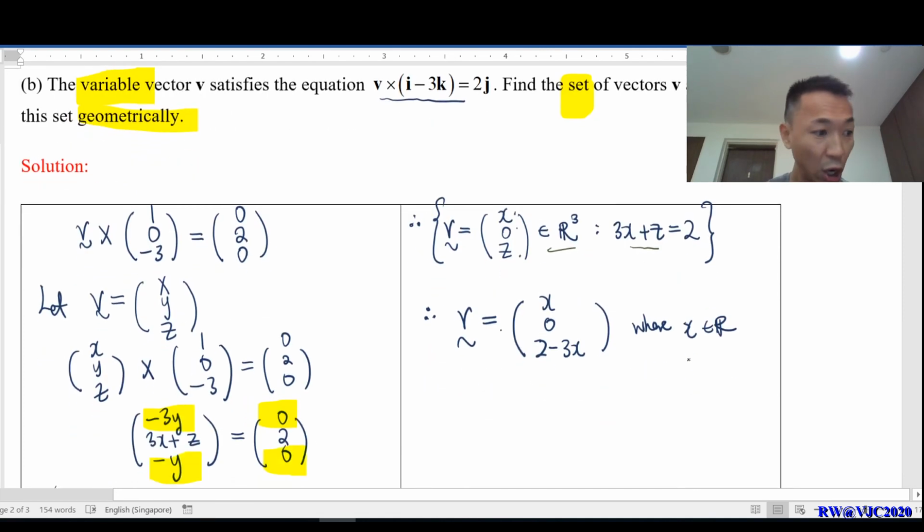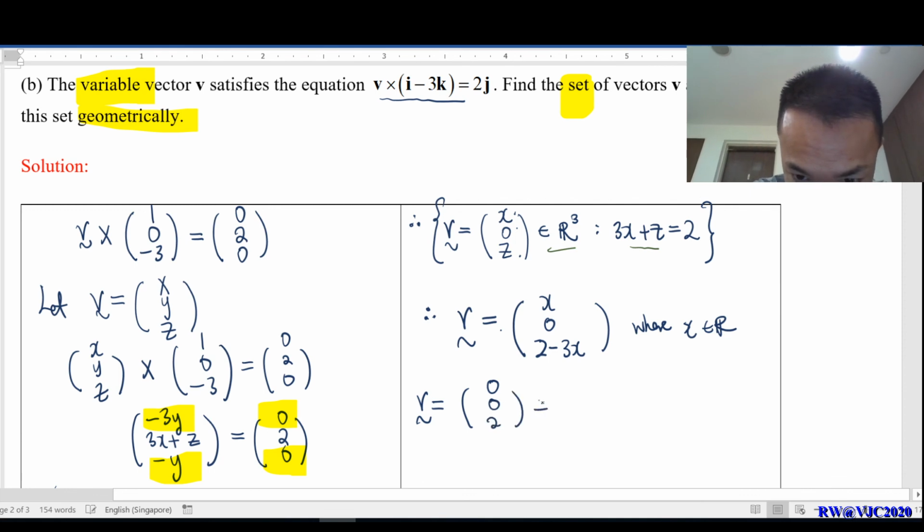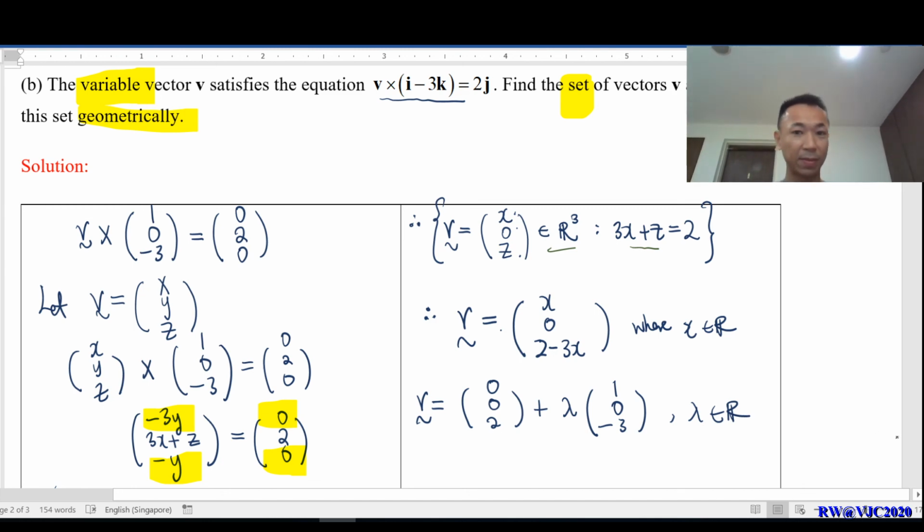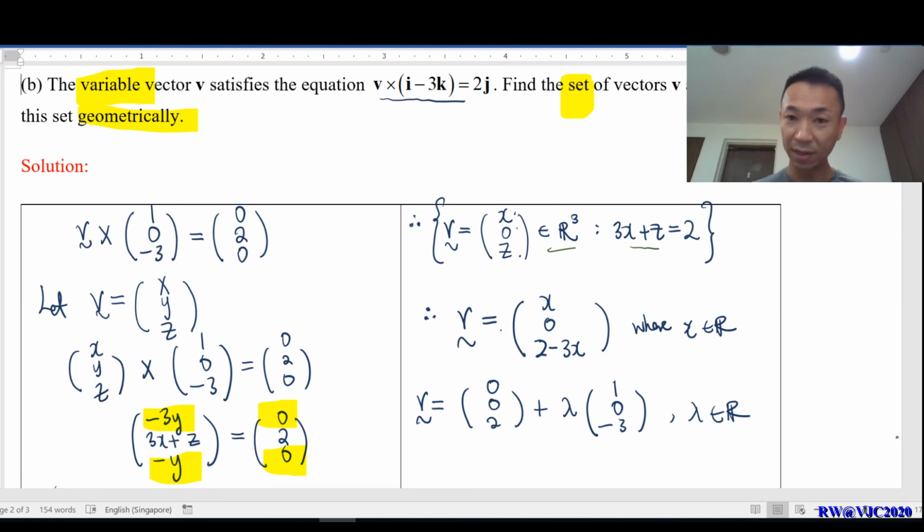Okay, let's be clear. I would write it as (0, 0, 2) plus lambda (1, 0, -3). Then it looks very familiar, right? It looks very familiar that this is actually an equation of a line. Yes, equation of a line.